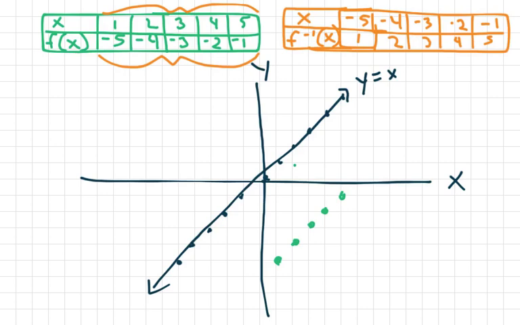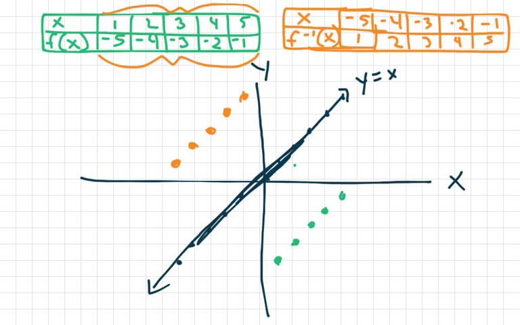Okay, so here is f of x plotted in green. So let's plot f inverse. Negative 5, positive 1. Negative 4, positive 2. Negative 3, positive 3. Negative 2, positive 4. Negative 1, positive 5. Can you see the reflection over the line x equals y? Sorry, that line is not very good.